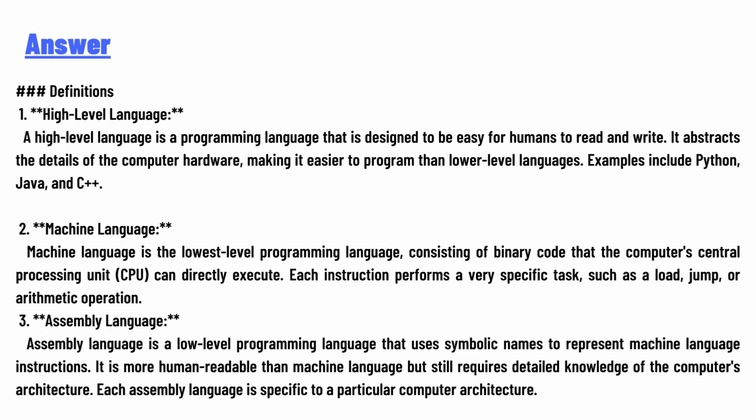Third, assembly language. Assembly language is a low-level programming language that uses symbolic names to represent machine language instructions. It is more human readable than machine language but still requires detailed knowledge of the computer's architecture. Each assembly language is specific to a particular computer architecture.